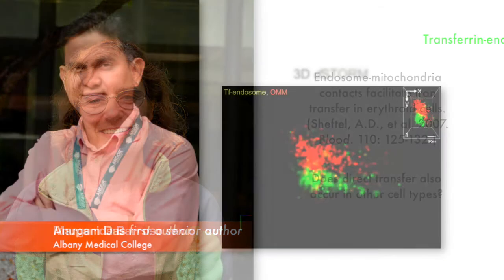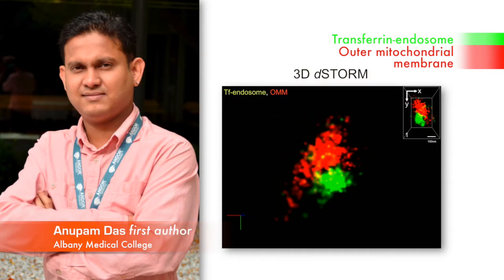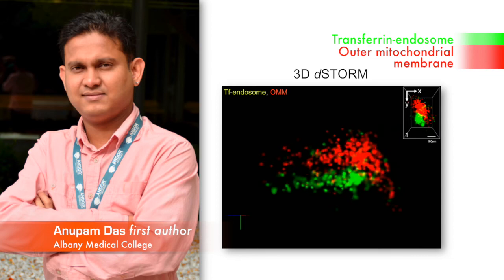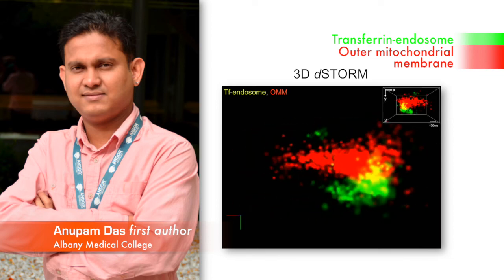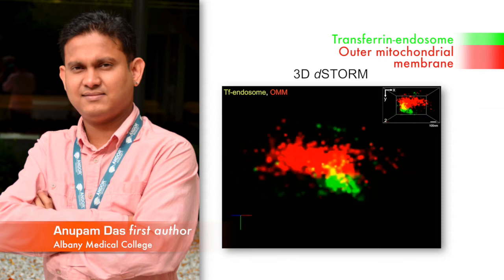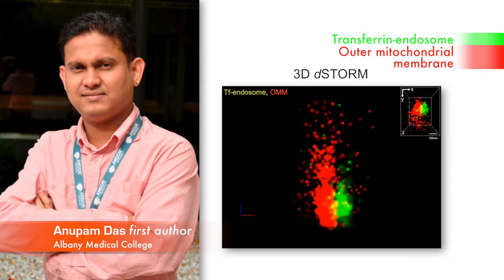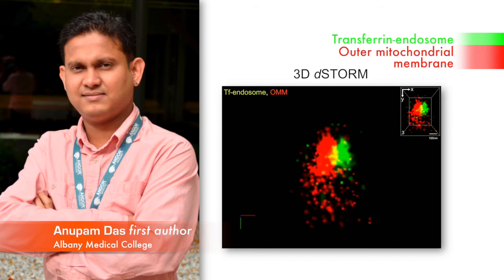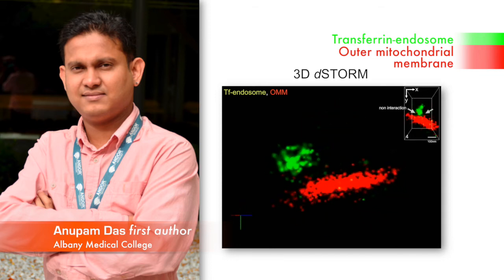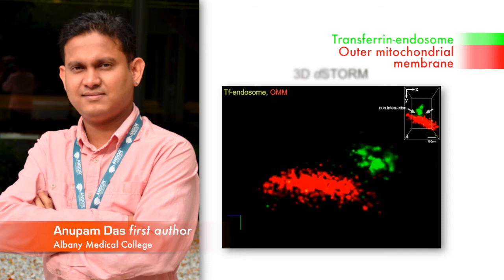mitochondria. Barroso and colleagues, led by graduate student Anupam Das, used 3D dSTORM super-resolution microscopy to show that transferrin-containing endosomes also contact mitochondria in epithelial MDCK cells. To quantify these interactions, the researchers developed an image analysis protocol.